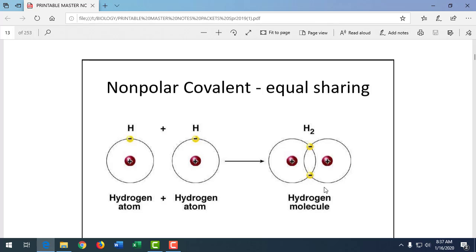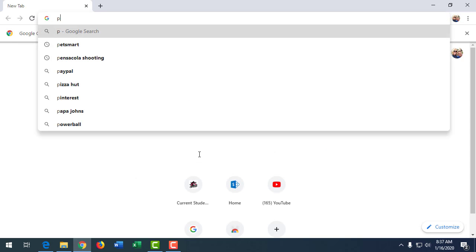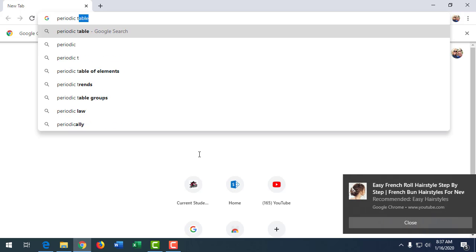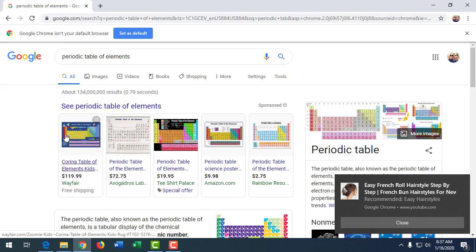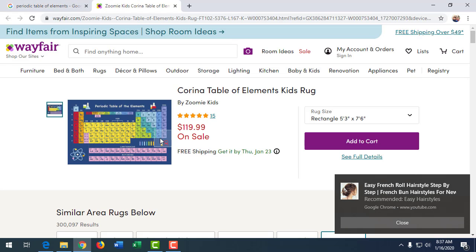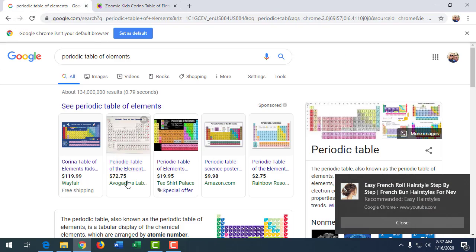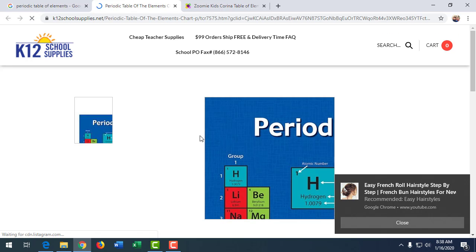If you look in the periodic table of the elements, it's in the back inside cover of your textbook. But to keep everything online, I'll just pull it up off the web. Trying to look for a nice color-coded one.